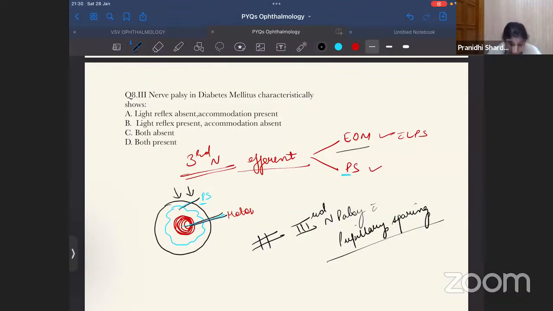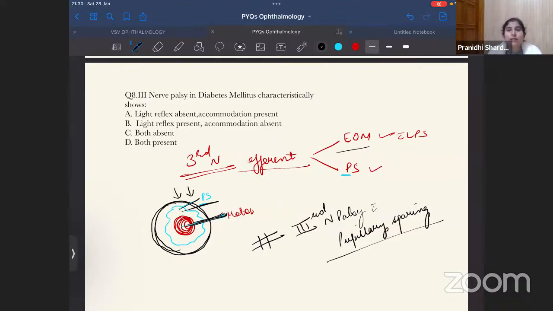But in diabetes, the peripheral nerve fibers are spared, because diabetes is a vascular disease. So it affects the motor nerves, the central part of the third nerve, because of its vascular nature. So it does not cause the parasympathetic supply defect. So there is pupillary sparing third nerve palsy, which is characteristic of diabetes mellitus.